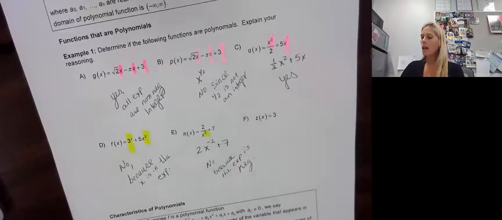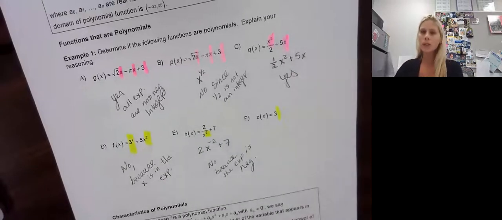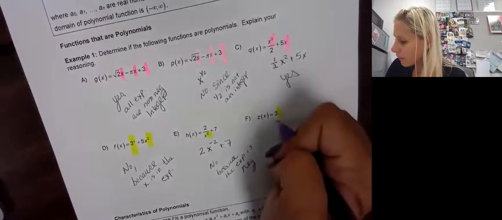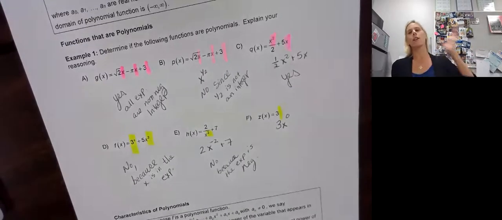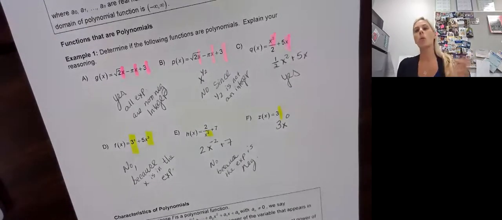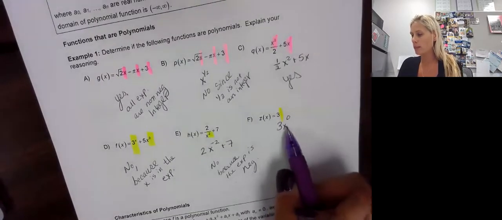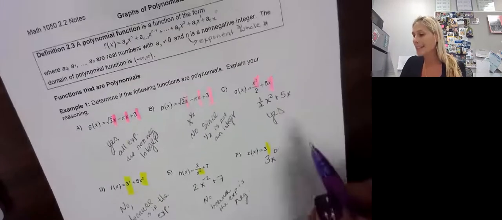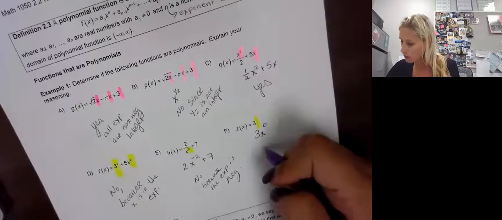Okay, now 3, well, think of this. This is usually where our variable is, right down the end. But we have to think about this as 3 times x to the 0. Anything to the 0 is 1. So that's why if this were 1, 3 times 1 is 3. So this is x to the 0. And 0 is a non-negative integer. So yes.